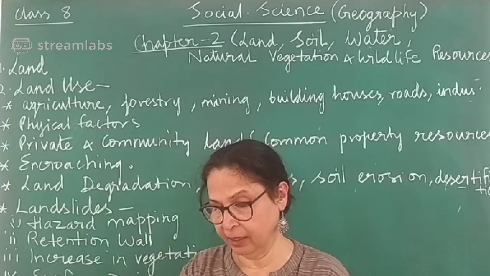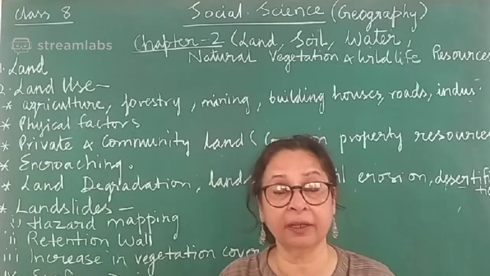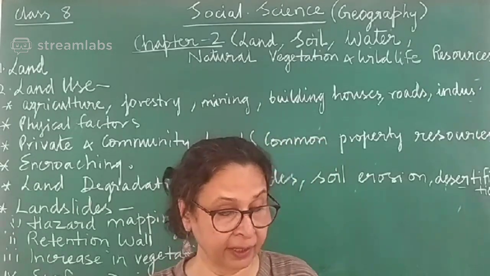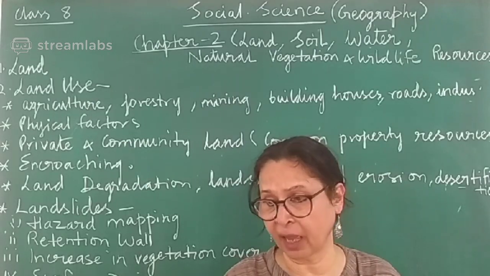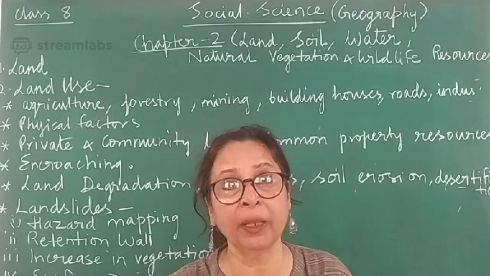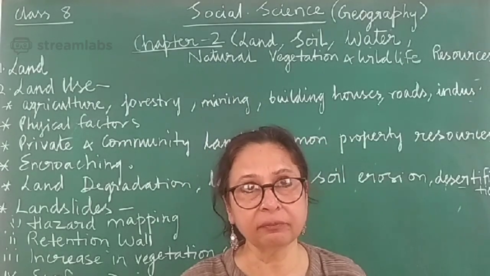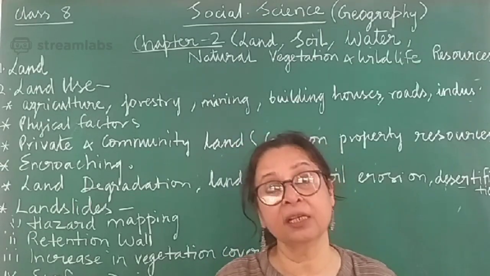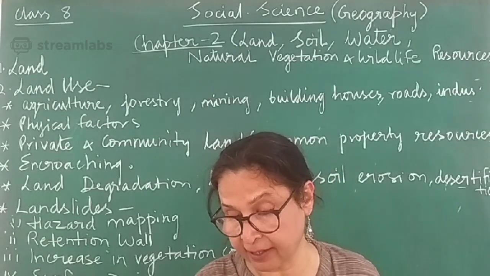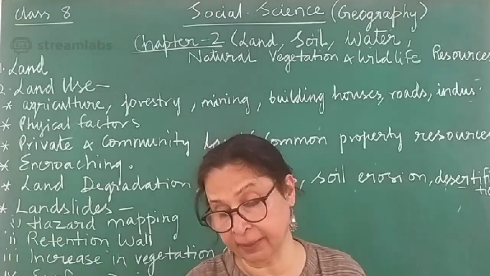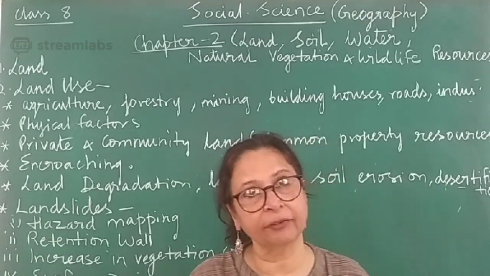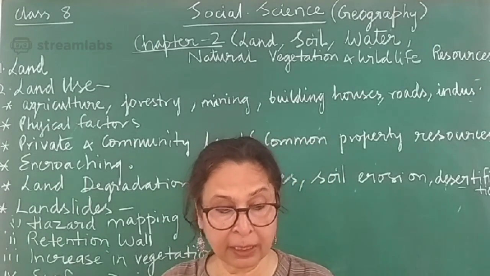Then steps like afforestation, then land reclamation. Somebody asked about reclamation. I hope reclamation is clear. Regulating use of chemicals, pesticides and fertilizers, and a check on overgrazing are some of the common methods of how land can be conserved.